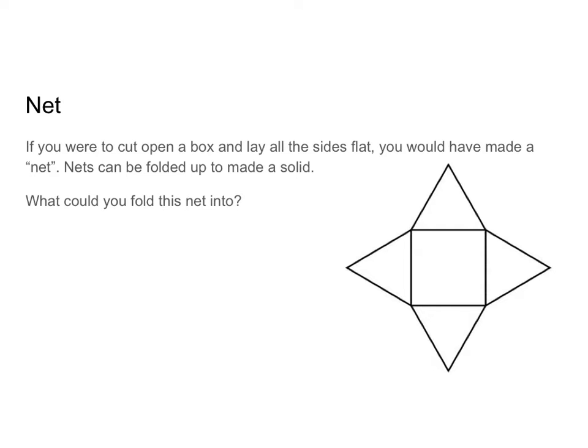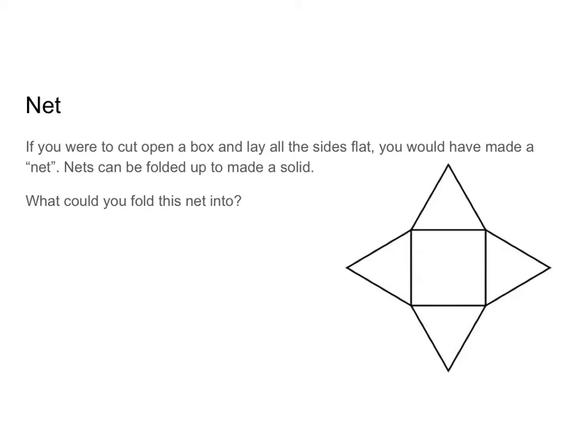So any solid has a net, and most of them have more than one way you could make the net. The idea here is that if you were to cut open the solid, picture it hollow and cut it open, and then lay it all flat, then you would have a net. The net should be able to be folded up to recreate the solid.